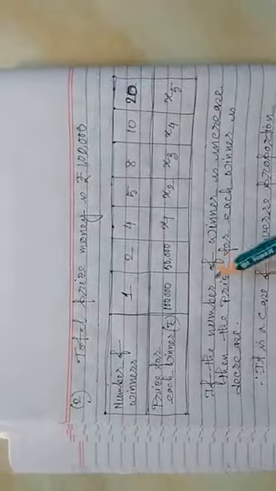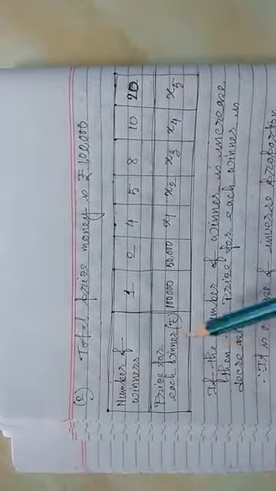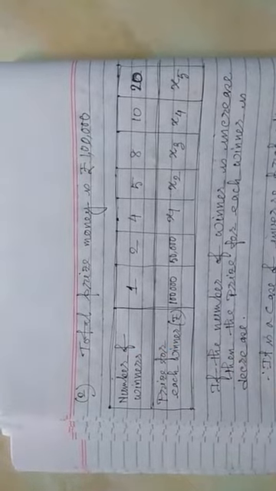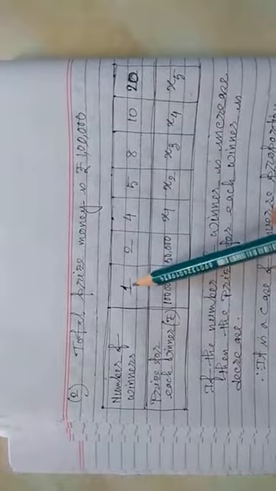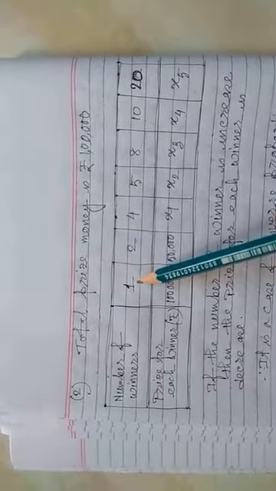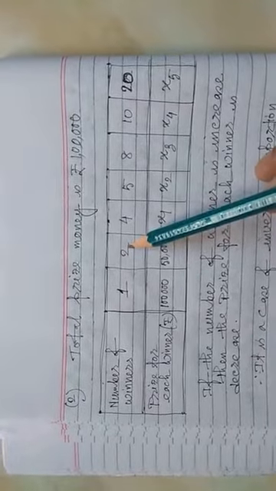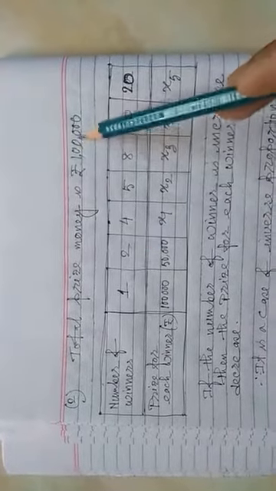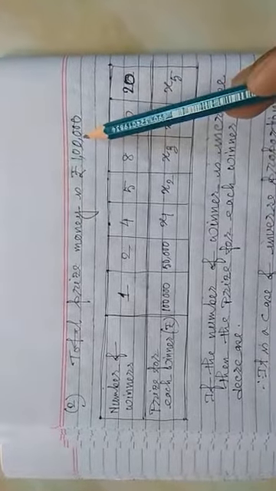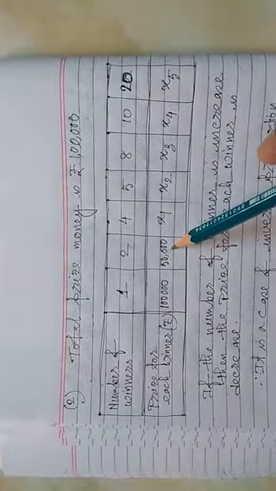Now question number 2. This is the total prize money 1 lakh, number of winners and prize for each winner. If there is only one winner, then he or she gets 1 lakh. If the number of winners is 2, then this amount is divided between 2 winners. So each of them gets 50,000.